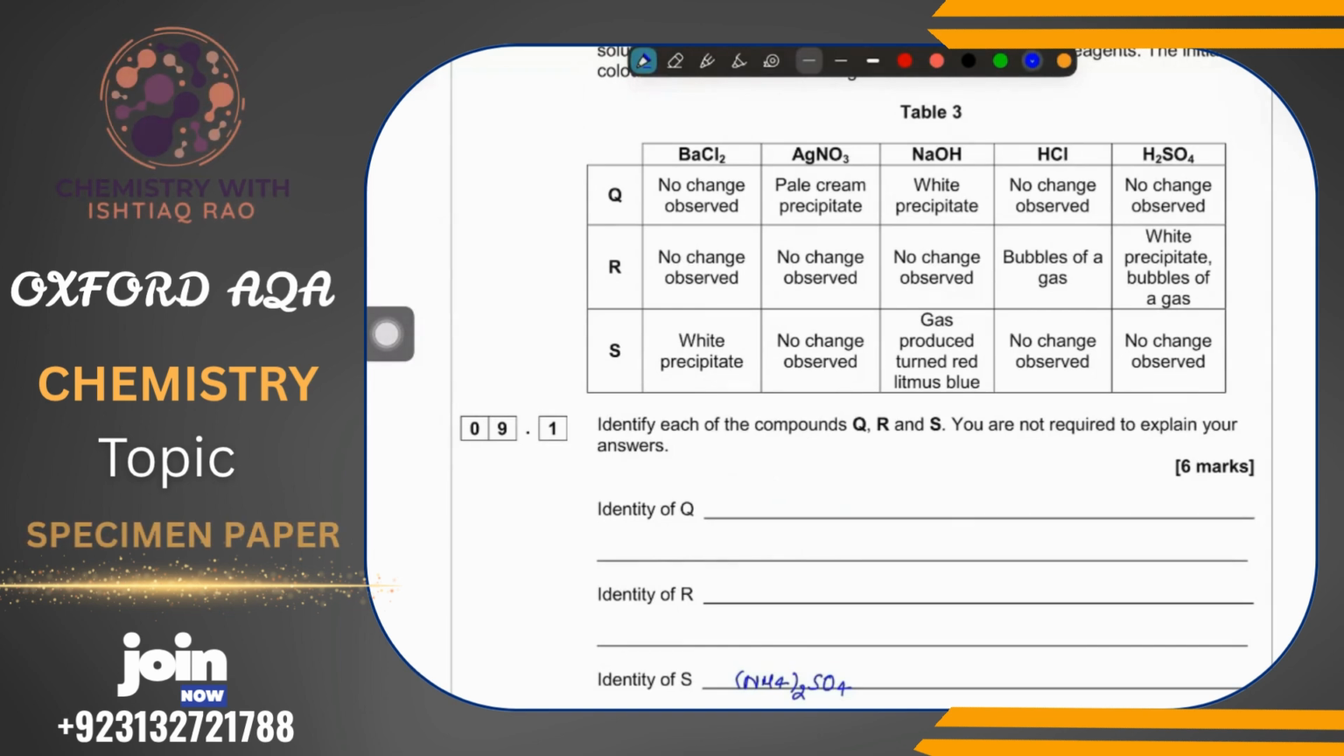AgNO3 gives a pale cream color. Cream means that bromide is there. If it were yellow, it would be iodide. If it were white, it would be chloride. So yes, exactly, bromide. And NaOH is going to give you the white precipitate. So what's that? I think barium bromide or something.